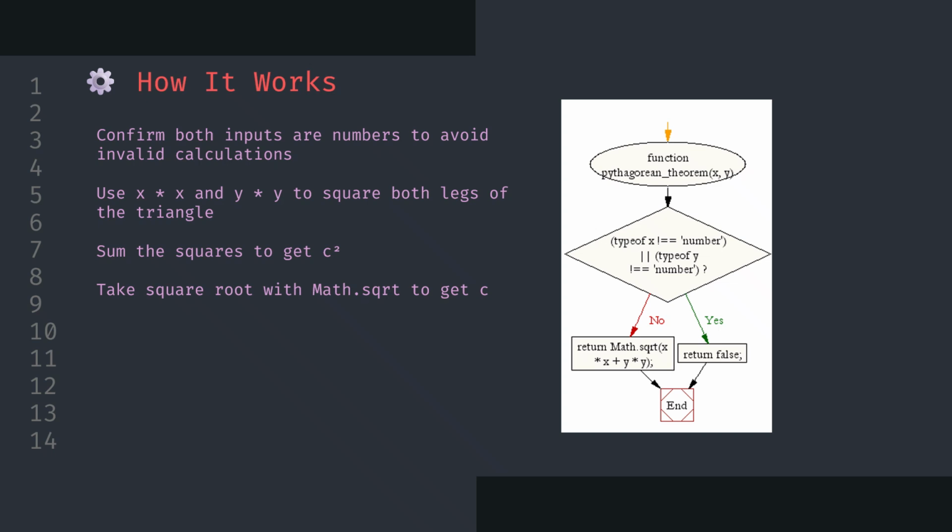The function begins by checking the type of the inputs. We square each leg using simple multiplication, then add those together. Next, we call Math.sqrt on the sum to get the hypotenuse. That's the entire Pythagorean formula coded in just a few lines.